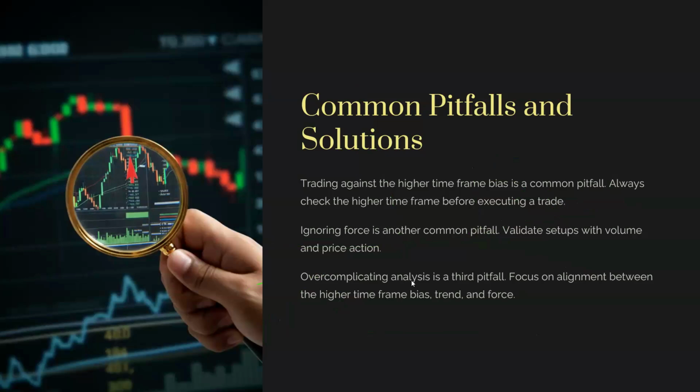Then overcomplicating analysis is the third pitfall. So what we do is we look at the weekly chart, daily chart, 75-minute chart, and then we want to take a trade based on the 1-minute chart, 3-minute chart. This will overcomplicate things. If you want to take a trade based on 3-minute or 5-minute, 15-minute is the immediate time frame. If the immediate time frame gives you trend and force in the same direction, then you can take the trade. Don't overcomplicate things.